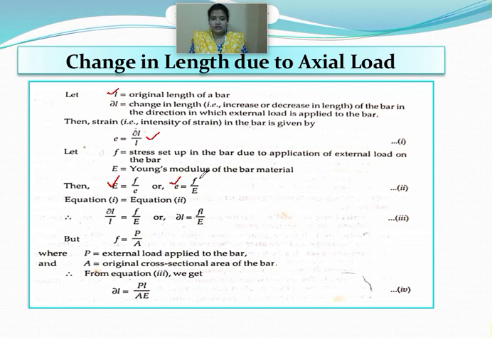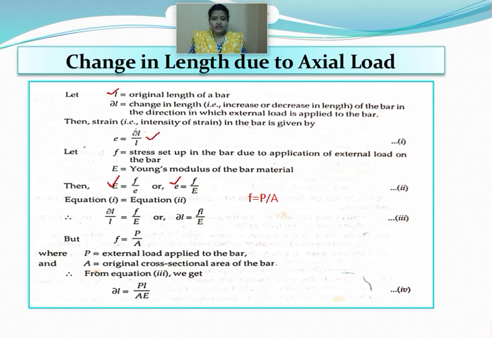It can also be written as strain is equal to stress by modulus of elasticity. Now, what is this stress? You can write F is equal to P by A, because this is your load per unit area, which is very commonly known as stress.